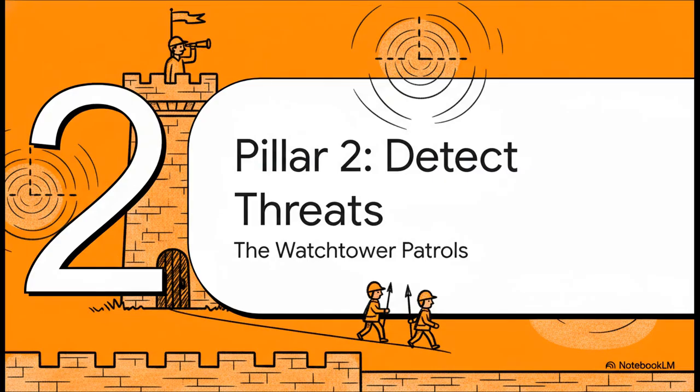All right, our fortress is built, the walls are high, the gates are strong. But a fortress with nobody on watch is really just asking to be attacked. And that brings us to Pillar 2, Detect Threats. This is all about having your watchtowers and your patrols actively looking for anything suspicious 24/7.